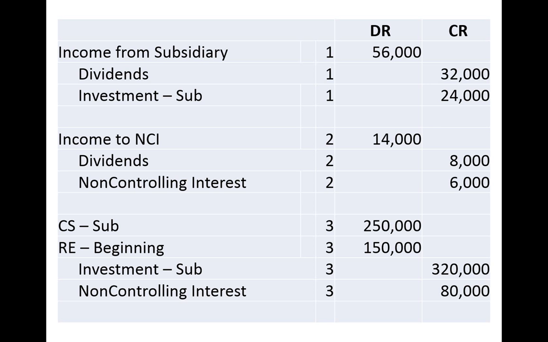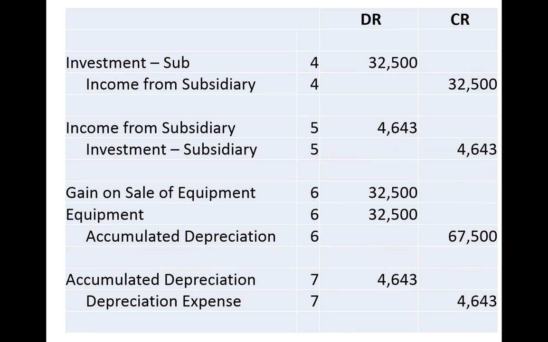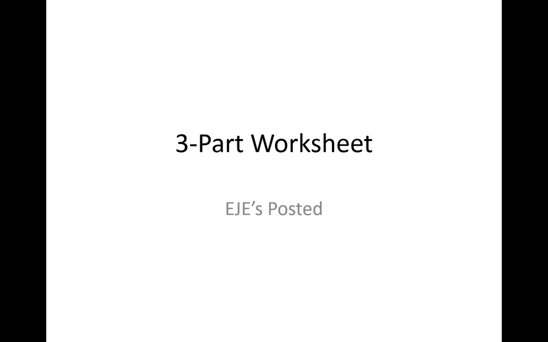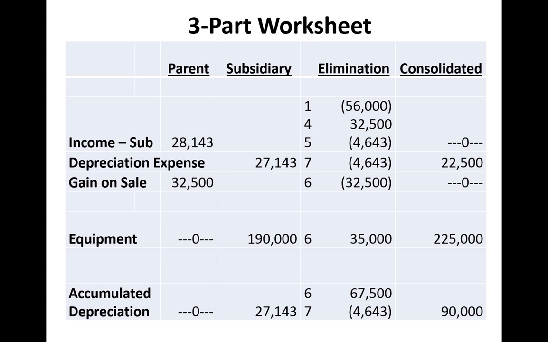Here's all the EJEs recapped. And I think we get a clear picture here when we look at this three-part worksheet. Let's address each line, since there's so much going on right here. Let's start with depreciation expense. I think the income sub is kind of self-explanatory, but we'll come back to that. The depreciation expense, before we eliminate anything, is $27,143. We see with that EJE 7 that we reduce depreciation expense to $22,500.